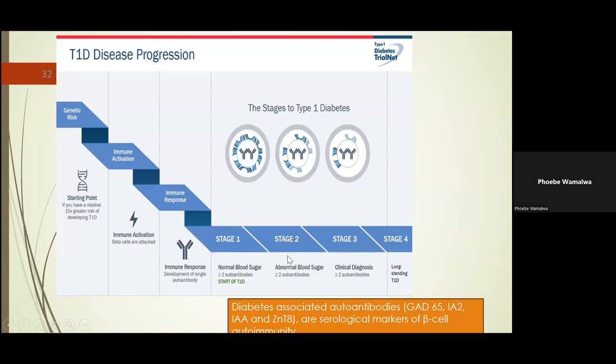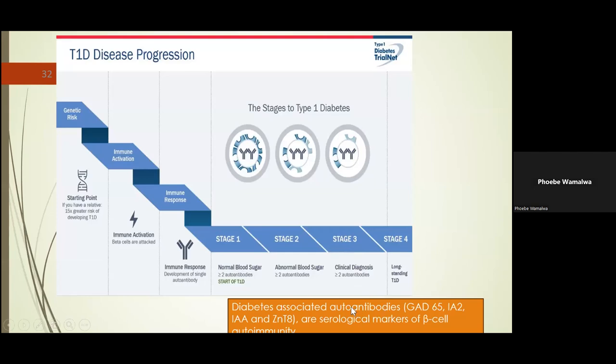In stage two, now we start having dysglycemia, and a patient also has more than two autoantibodies. In stage three, where now around 90% of the pancreatic cells have been destroyed, the child develops overt diabetes, and that's the time you make a clinical diagnosis of diabetes, again with positive autoantibodies. And then stage four is long-standing type 1 diabetes.